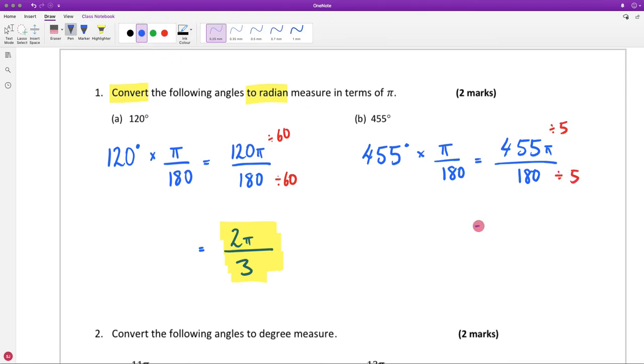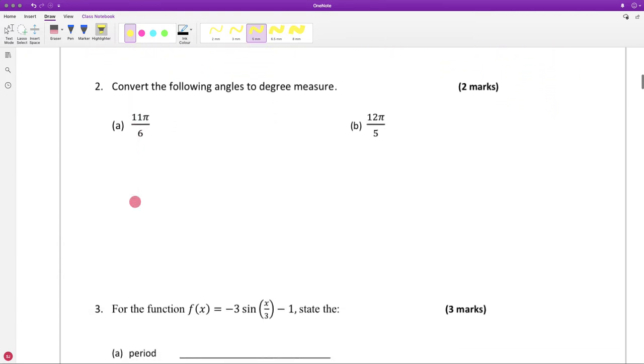So I know that 455 divided by 5, well, 5 goes into 45 9 times, and 5 goes into 5 once. So I'm going to get 91 pi. And on the bottom, 180 divided by 5 is 36. This can't be simplified anymore. So my answer is 91 pi over 36. Hopefully you did well in answering question 1. Let's now move on to question 2.